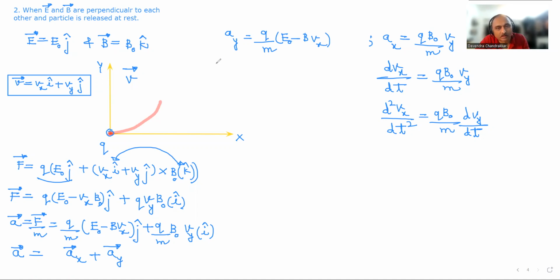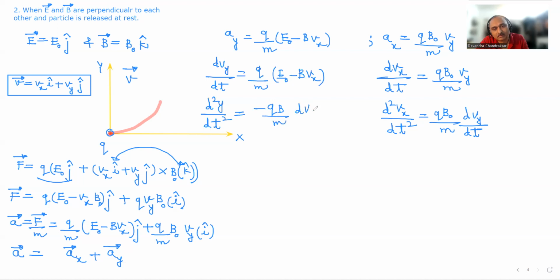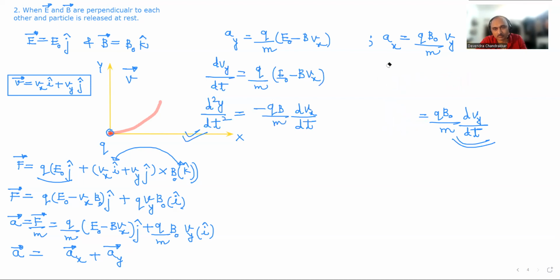One is this. The other, do this also. This is dvy by dt, which is q by m into E naught minus bvx. Now when we differentiate it again, what we get is minus qb by m dvx by dt. Now it's better to choose this one, because when we choose the other one there will be an additional constant and a negative sign here. So this doesn't work for us. Remove it. We will first write vy and then we will write vx.